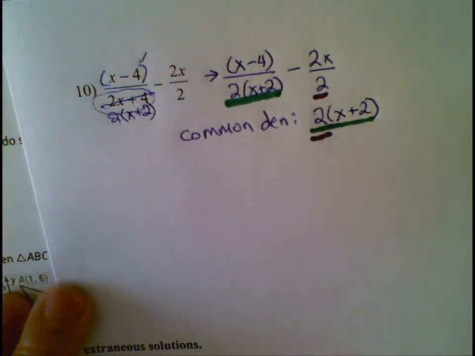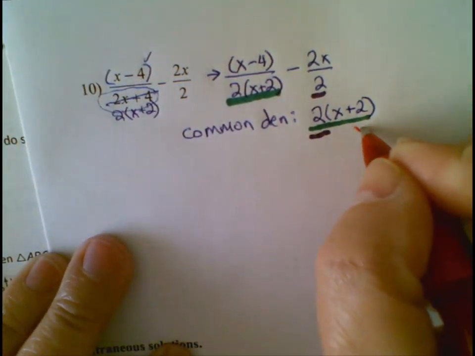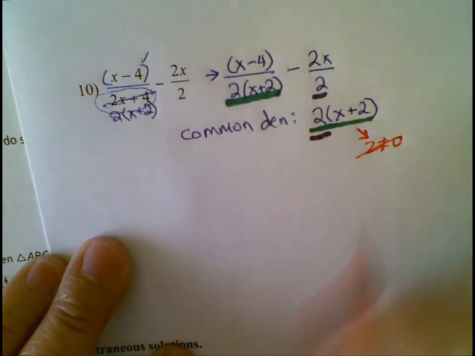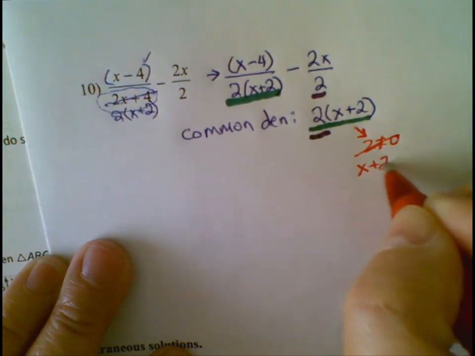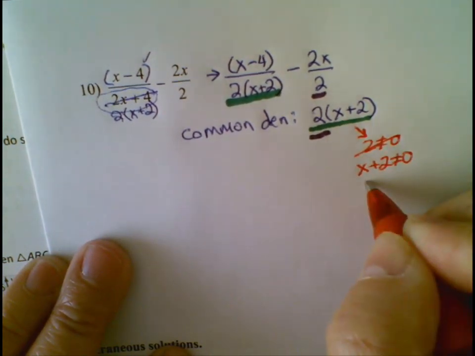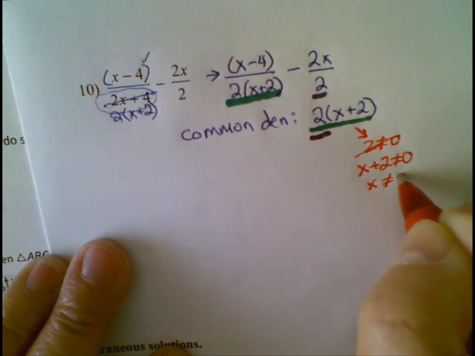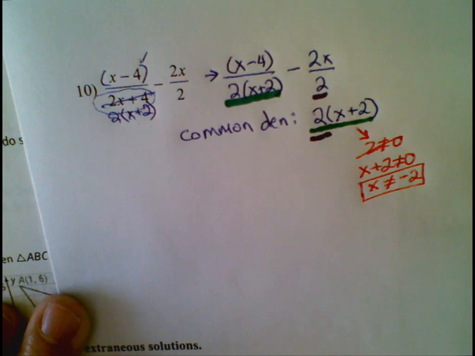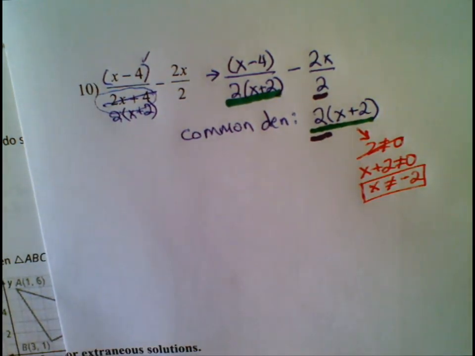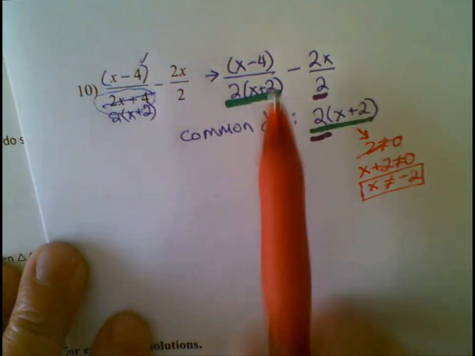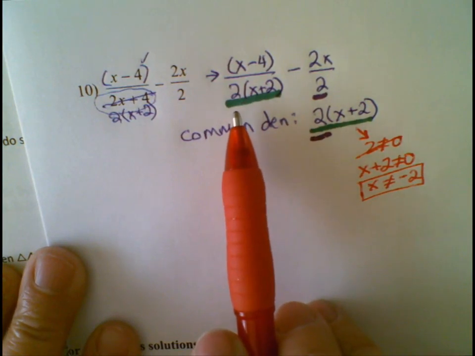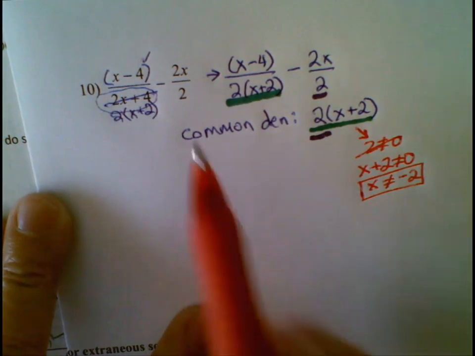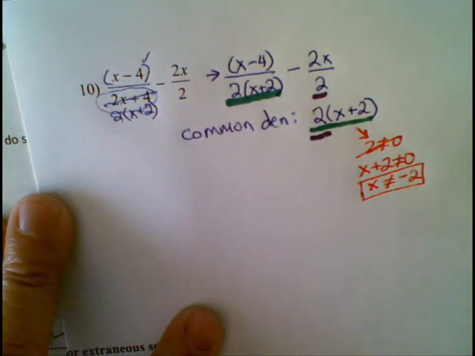We can go ahead and get the domain restrictions from this. Of course, 2 not equal to 0 doesn't give us anything. But we also have x plus 2 not equal to 0, which gives us x not equal to negative 2. So that's actually our domain restriction, and we can get that right away. We can also then go back up here, and we have to make sure that anything that's missing in either of the denominators gets multiplied in.